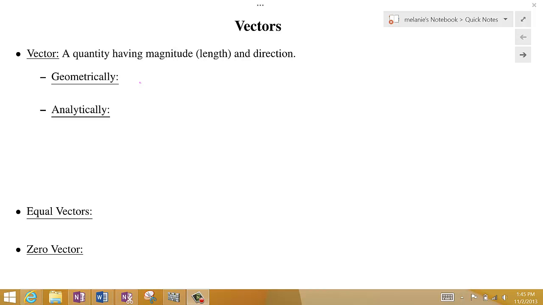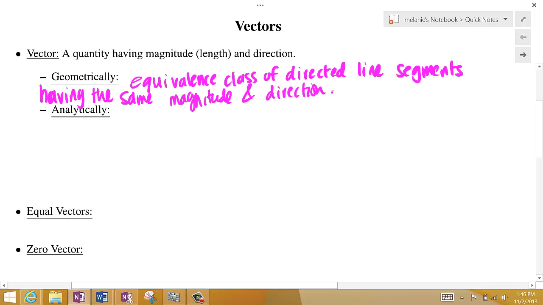Vectors. A vector is a quantity having both magnitude, which is length, and direction. So geometrically, we can say that vectors are an equivalence class of directed line segments having the same magnitude and direction. An analogy is that 1/2 is the same thing as 2/4. Just a whole bunch of directed line segments. If they're the same magnitude and the same direction, they don't have to look exactly the same. We can see that we'll be able to move their positions.